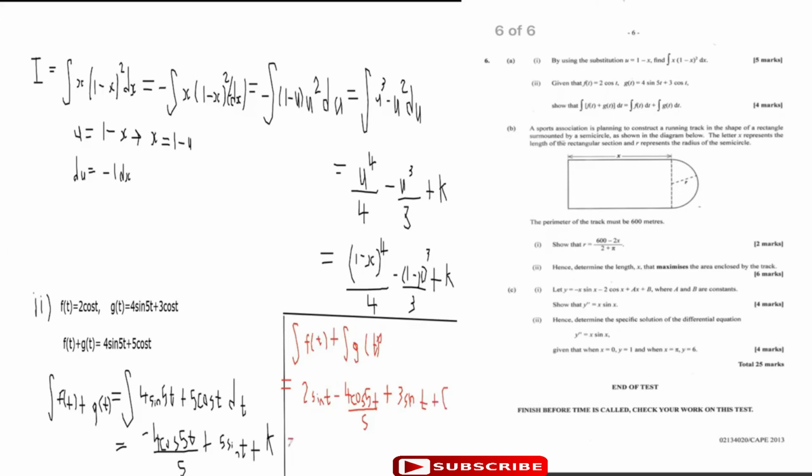All right, but then now that 2 sine t and 3 sine t give us 5 sine t. So we get 5 sine t minus 4 cos 5t over 5.